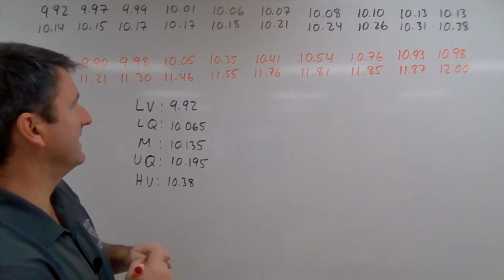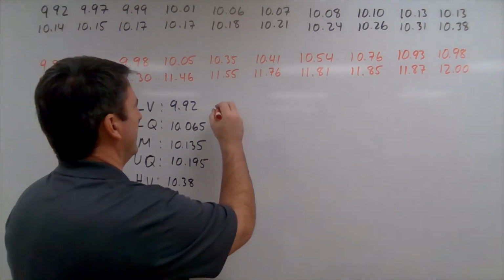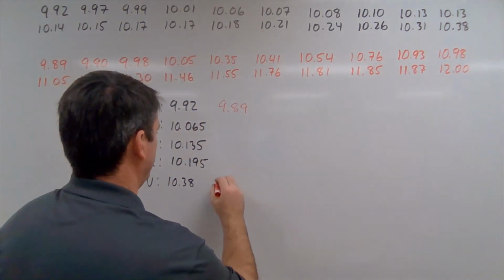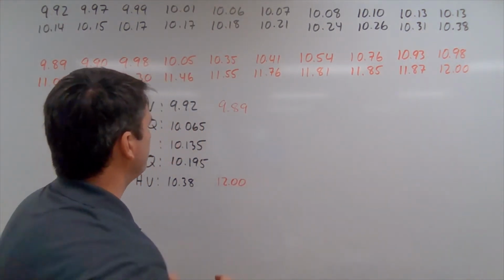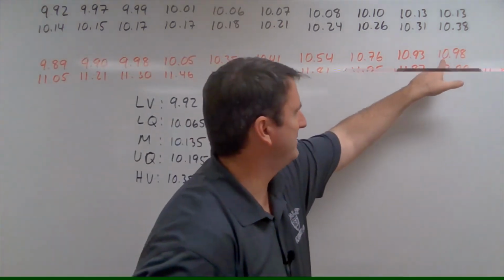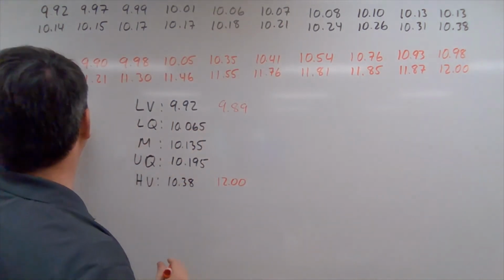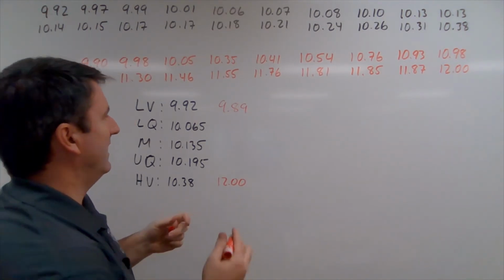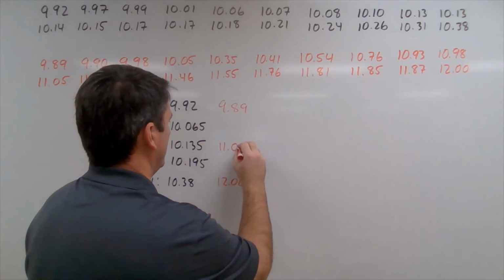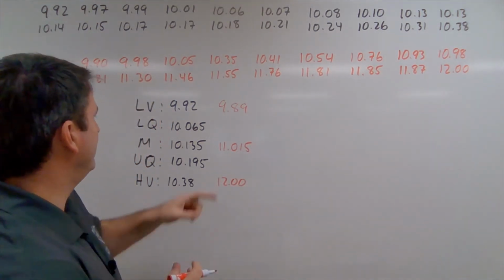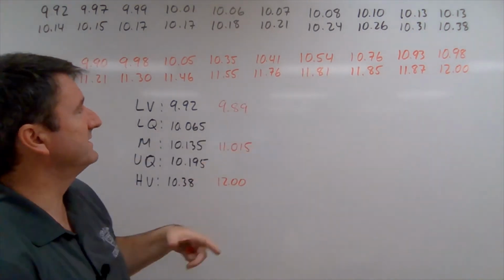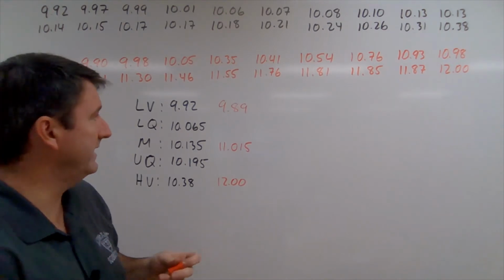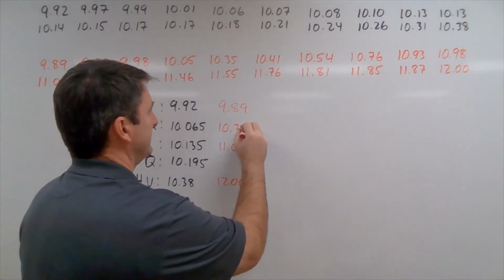For the red data set, our lowest value is going to be here, 9.89. Our highest value is out here, 12 flat. Our median is going to be halfway between 10.98 and 11.05. So that's going to be 11.015. And then our lower quartile is going to be the median of the top row, which will be halfway between 10.35 and 10.41, which is 10.38.